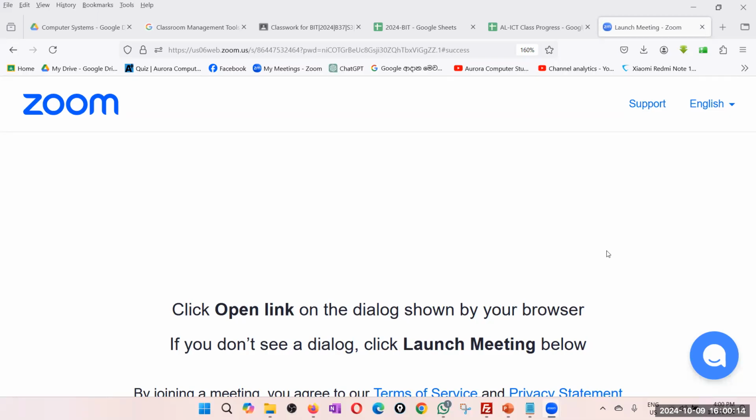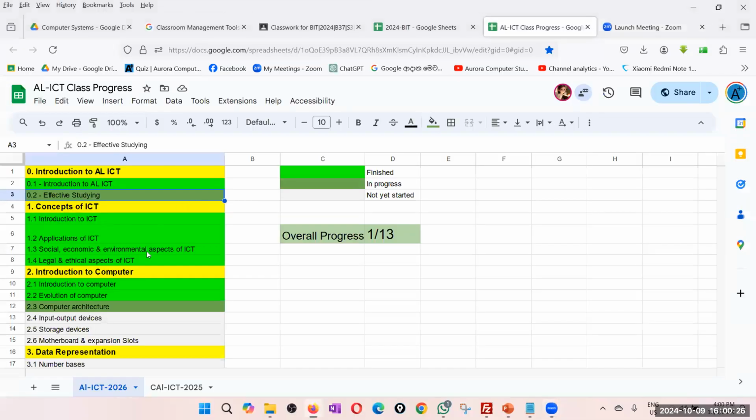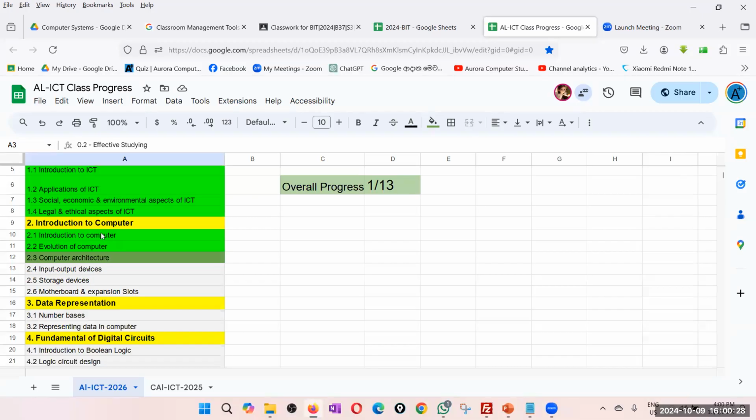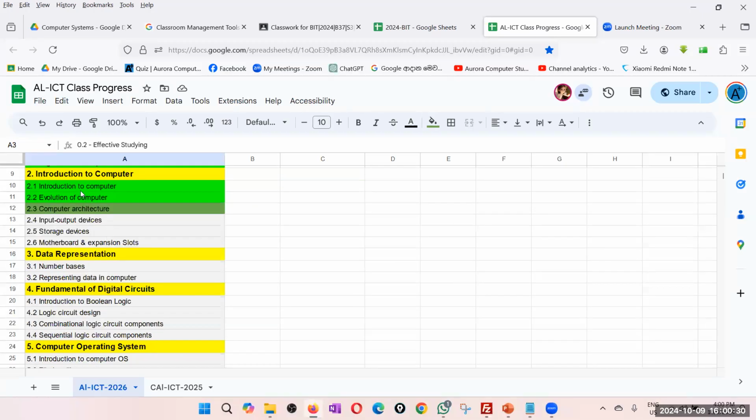Okay, good afternoon. Right, so today we want to continue with our introduction to computer and finish the computer architecture topic. So far, under introduction to computer, we have finished introduction to computer evolution, and we are in the middle of computer architecture. So let's finish it today.